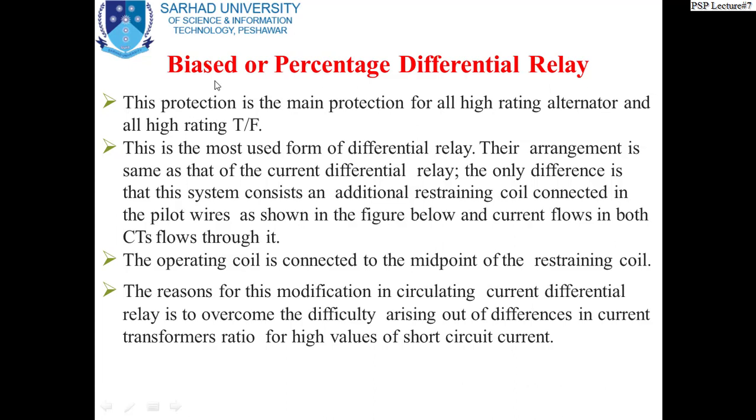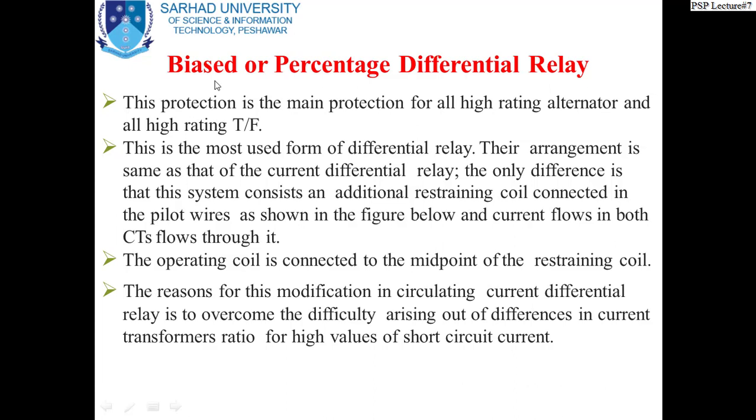So now the simple differential protection is to be converted into a bias or percentage differential protection, so that we may provide some restraining force, some biased force. If there is any difference between the outputs of the CTs, then the operating force must be greater than the restraining force by a certain percentage. Then of course the relay has to operate. So we can avoid the maloperation of this relay by this type of arrangement.